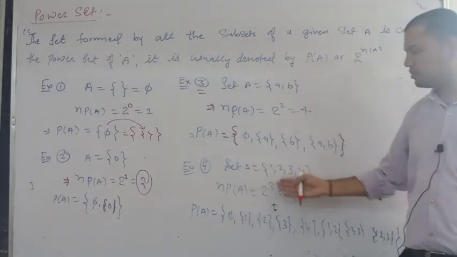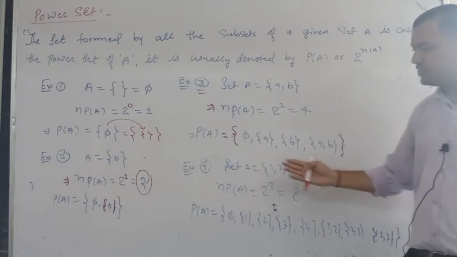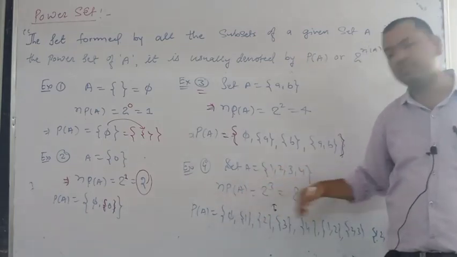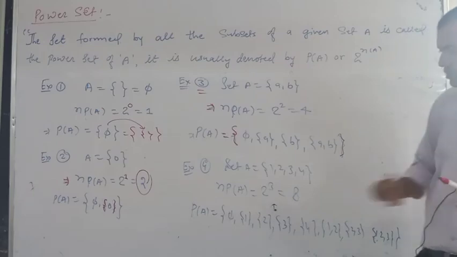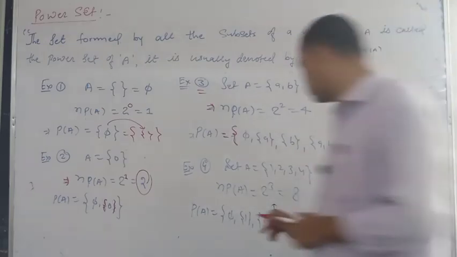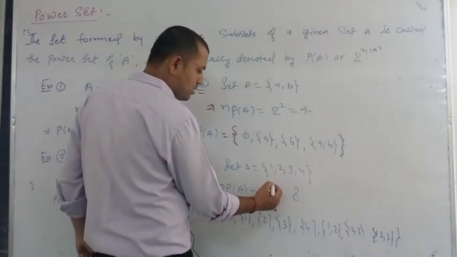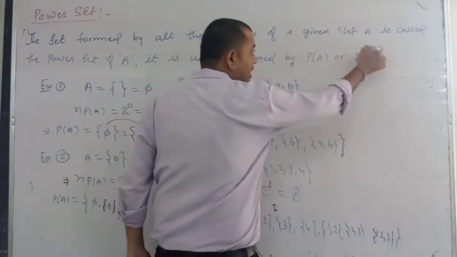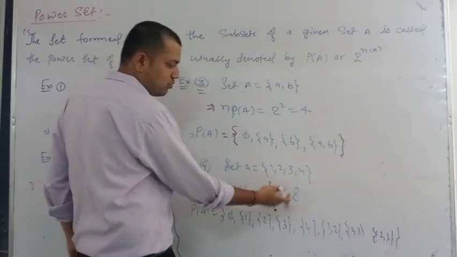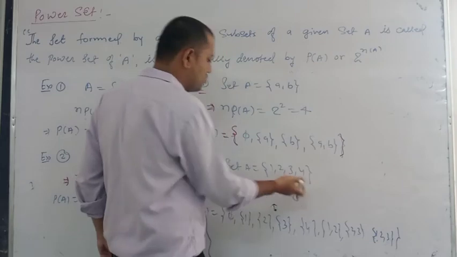Next we go for example number 4. The set A is represented by 1, 2, 3, and firstly we calculate n(P(A)), the number of power set elements. The number of subsets is represented by 2 raised to power 3. Why do we write 2 raised to power 3 here? Because we have the formula 2 raised to power n(A). 2 raised to power 3 is 8.